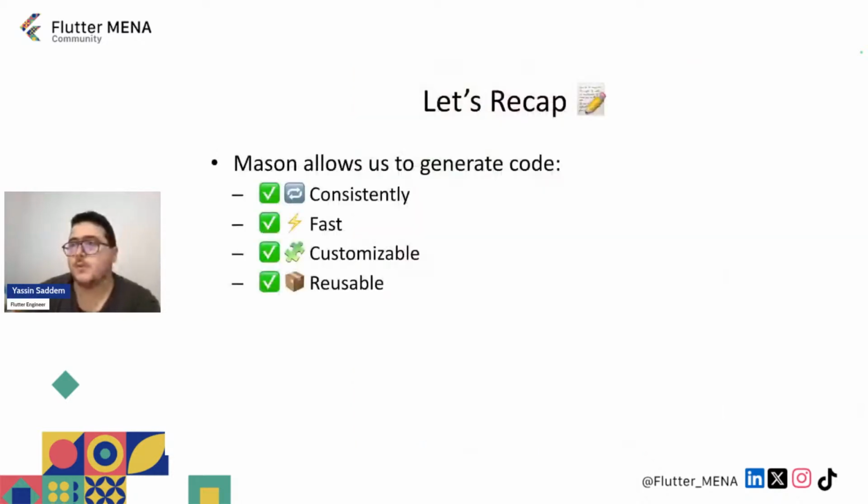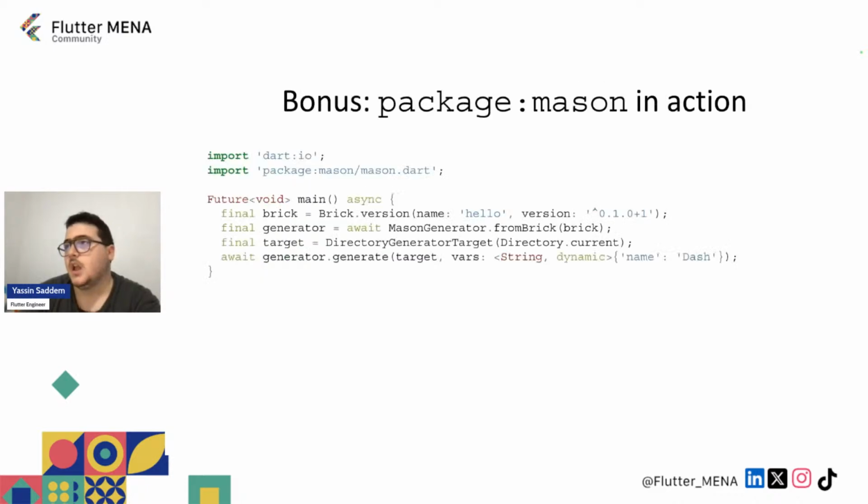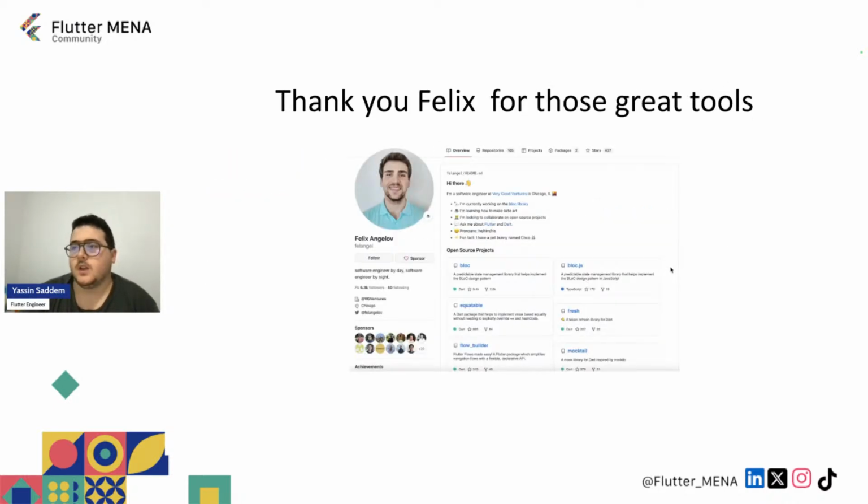And let's recap. So Mason allows us to generate code that is consistent and fast, customizable, and reusable. And a final bonus, you can use bricks in the code. You just need to add the Mason dependency, mason_brick, specifying the version, and then run it in the directory, giving the parameters. This is a good way to use it in code.